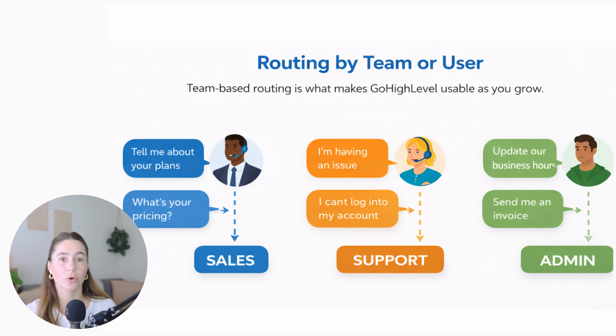Routing by team member, or user team based routing, is what makes GoHighLevel usable as you grow. Instead of one inbox becoming super overwhelming, conversations get distributed automatically. Sales handles sales, support handles support, admin handles admin. This just avoids confusion, duplicate replies, and dropped conversations. Clear ownership leads to faster responses and a better experience for leads.